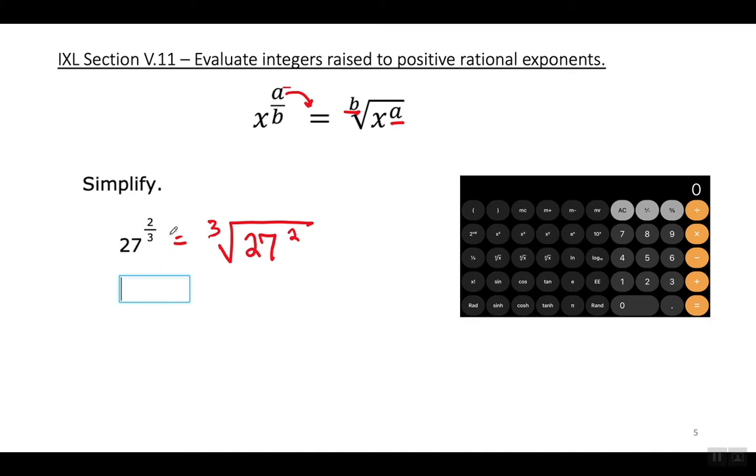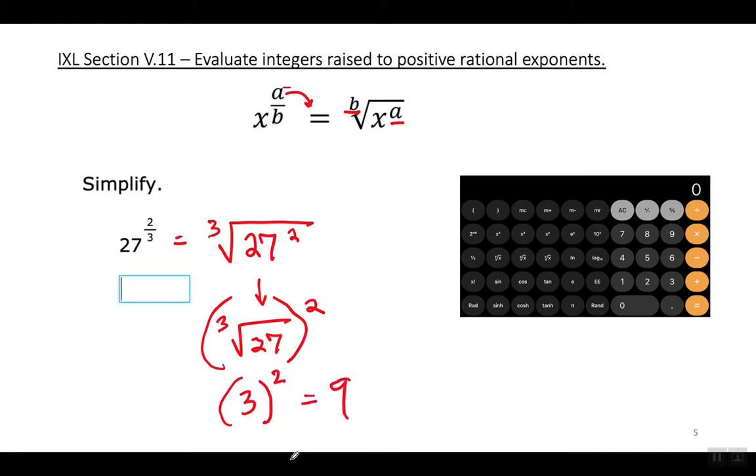That's number 1. All I did is tip the 2 over 3 to the right side, so the 2 falls right here and the 3 falls right here. And remember that I told you the easiest way to calculate this is to first do this part before you do this part. So first find the cube root of 27, which is 3, because 3 times 3 times 3 is 27, and then do 3 to the second power, which equals 9.